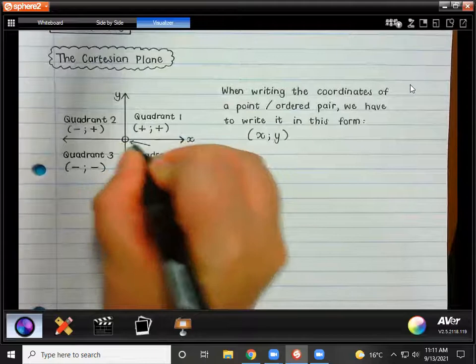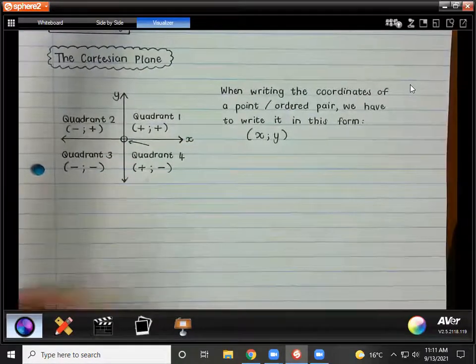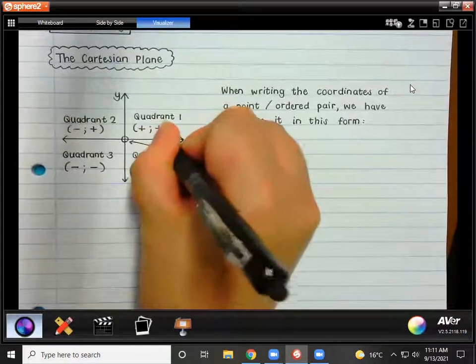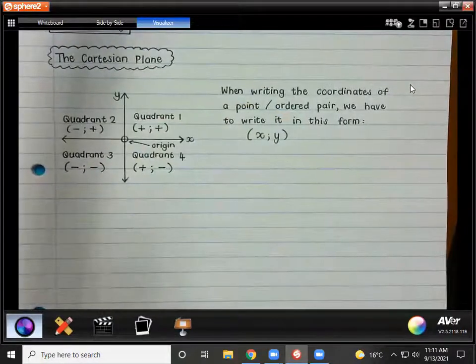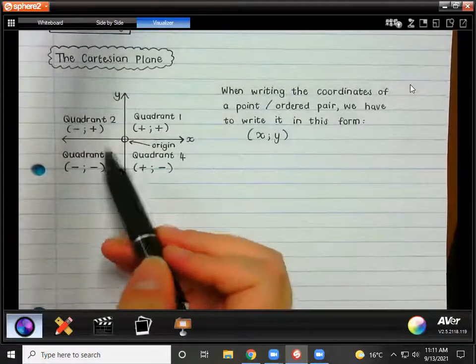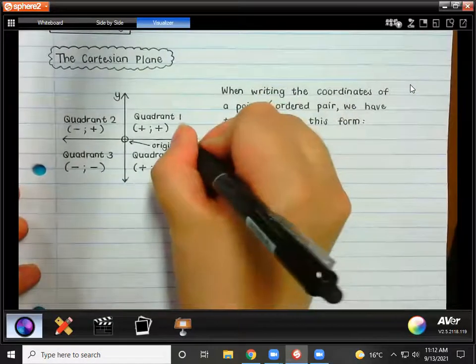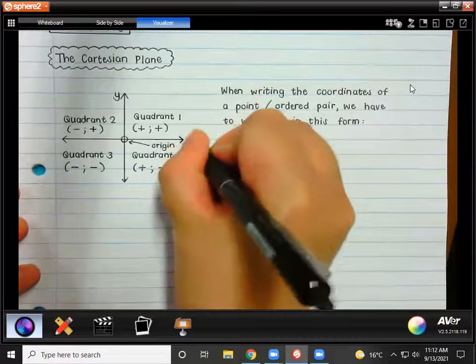Just make a little arrow pointing to that point there in the middle. That point has a specific name. It is called the origin. Okay, so whenever they're talking about the origin, they use that word quite often. They are referring to that point, the point where the two axes meet. And if they're asking for the coordinates of the origin, it's very easy.